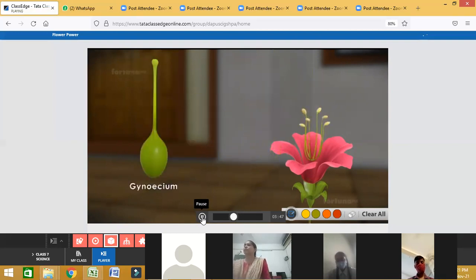The gynoecium or pistil is the flower's female reproductive organ. This organ contains the swollen ovary at the base, a long tubular structure known as the style, and a sticky tip called the stigma.